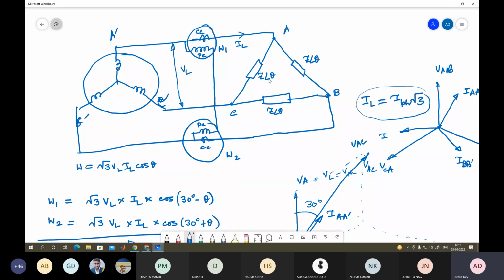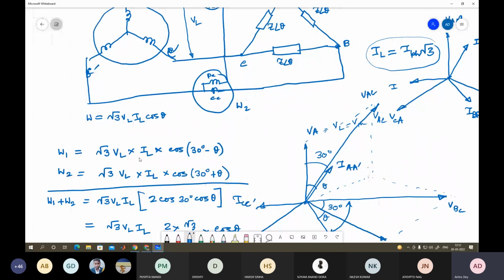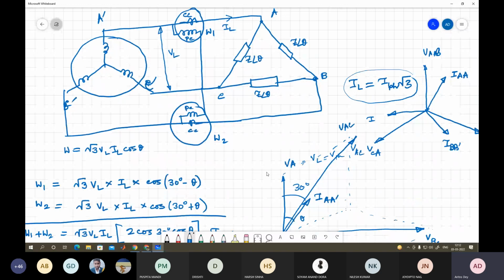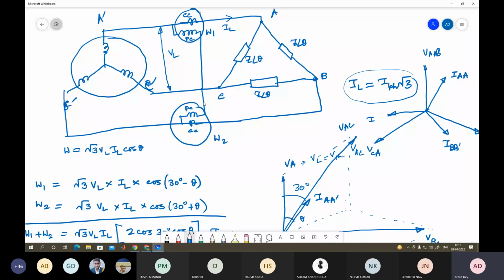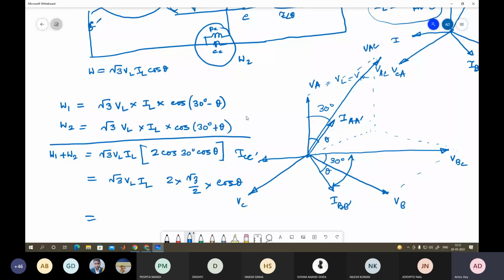So that will be root 3 into this. So here what you are measuring is actually IL, and what you are obtaining here is root 3 into VL, because this is VL and this is also VL. So between AC and AC, V AC should be equal to this only, root 3 only. So there is a direct relation.